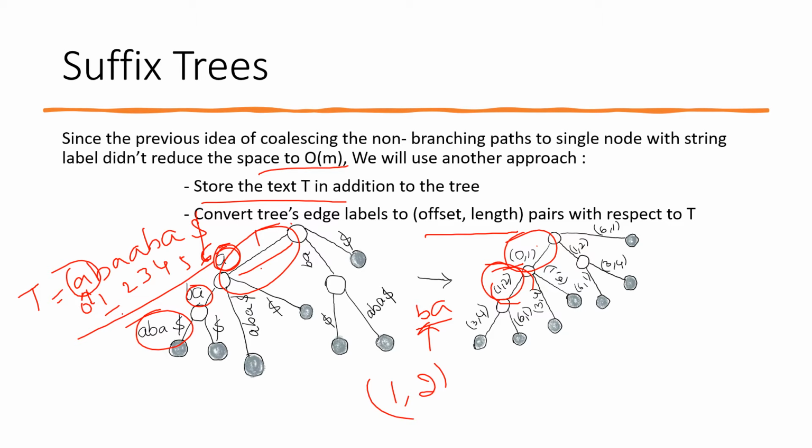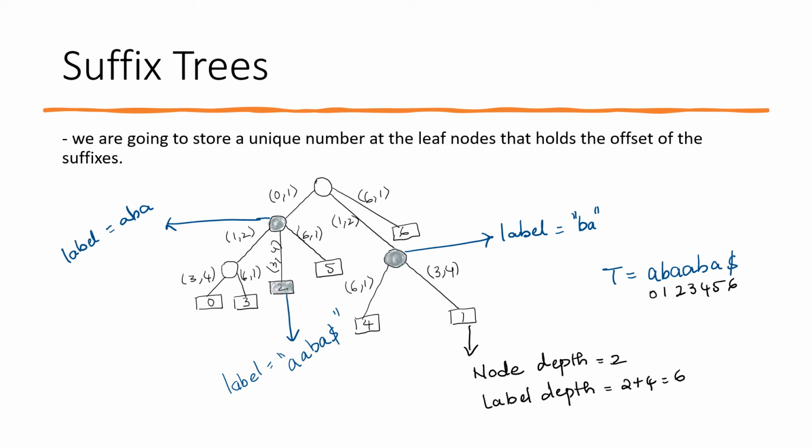So similarly, we convert all the edge labels into the form of offset and length. This helps us achieve the space complexity of O of m. So here we are going to store the unique values in the leaf nodes, and these numbers are going to store the offset given for this particular suffix.